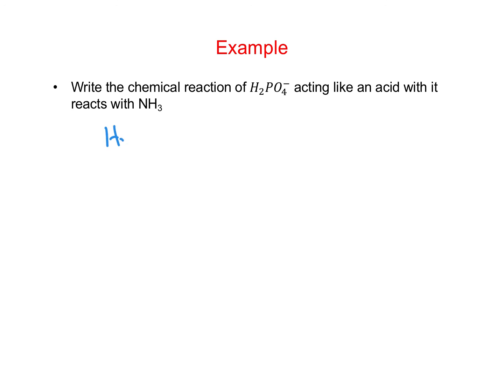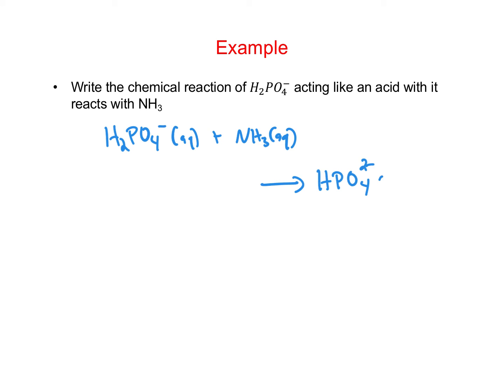So I've got H2PO4 minus. It's going to react with NH3, only now we want it to act like an acid. And so it's going to donate a proton. The H is going to be transferred from the H2PO4 minus to the NH3. If it loses an H, it's going to become HPO4, but not only does it lose the H, it becomes more negative. So it's going to be HPO4 2 minus.